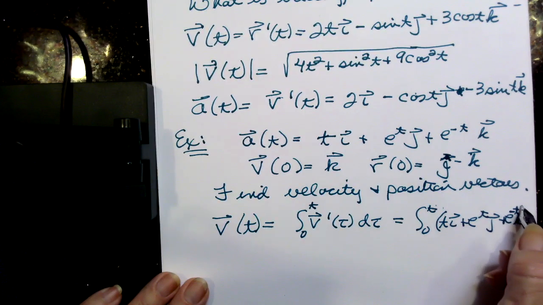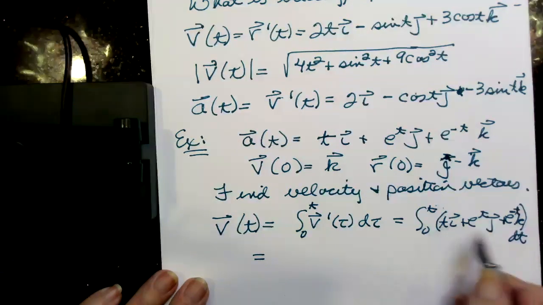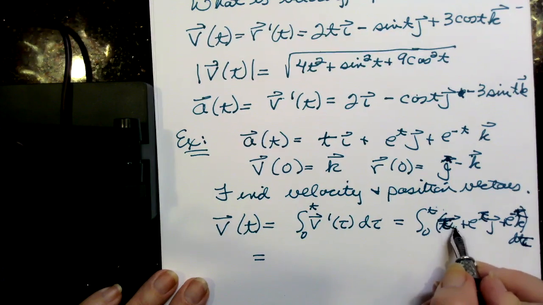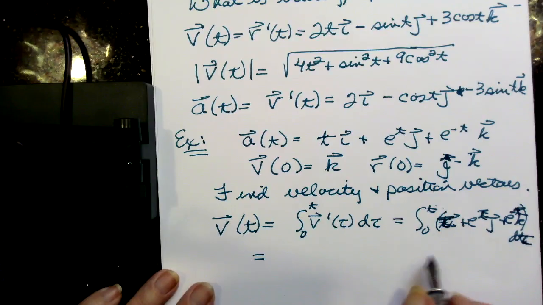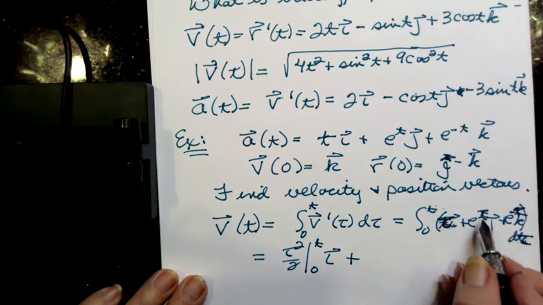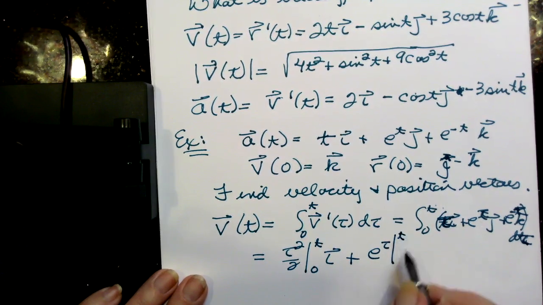Running out of space. dt. Okay. All right. So let's see what happens when, oops, I wrote t, these are taus. Can't use t in two places for different things. Those are all taus. So when I integrate tau d tau, what do I get? I get tau squared over 2 evaluated from 0 to t, times the vector i. And when I integrate e to the tau d tau, I get e to the tau, and I evaluate from 0 to t times the vector j.